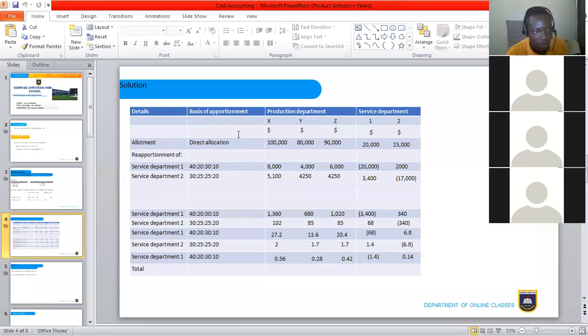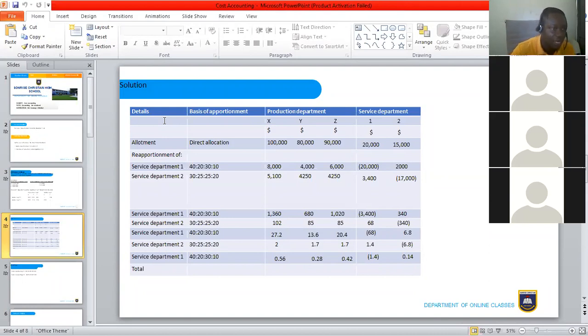So this is how your solution is supposed to look like. But don't worry, we will go one after the other. We'll all be doing the calculation together. So now, I always tell you that when you are given a question, the first thing to do is to write the name of the company. But you realize that from the question given to us, there is no company name given. So what you need to do is tell us the method you are using: apportionment of service department cost using the repeated method.